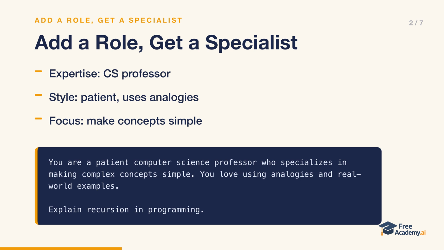Now we add a role to the exact same task. The prompt becomes, "You are a patient computer science professor who specializes in making complex concepts simple. You love using analogies and real-world examples." Then explain recursion in programming. Same question, completely different answer. The model now slows down, reaches for everyday analogies, and aims to make the idea click instead of just defining it. Notice the three things that one role gave us.